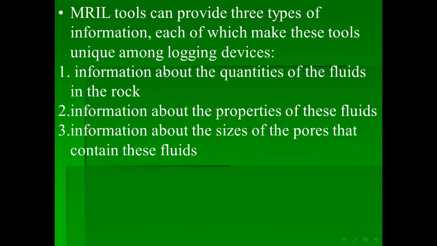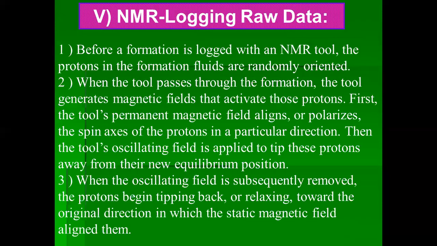The magnetic resonance induction logging tool can produce three basic categories of information. The first information category is information about the quantities of fluids in the rock. The second information category is information about the properties of these fluids and discrimination between them. The third category is information about the sizes and distribution of pores that contain these fluids.